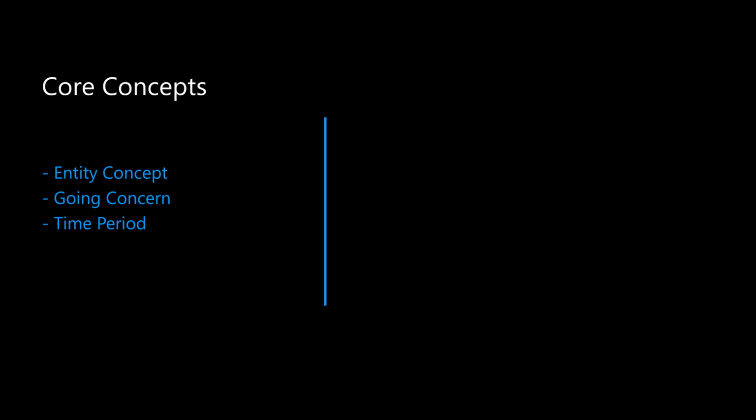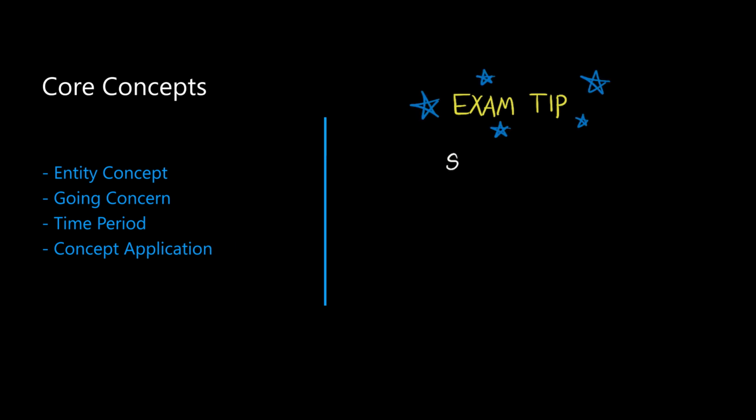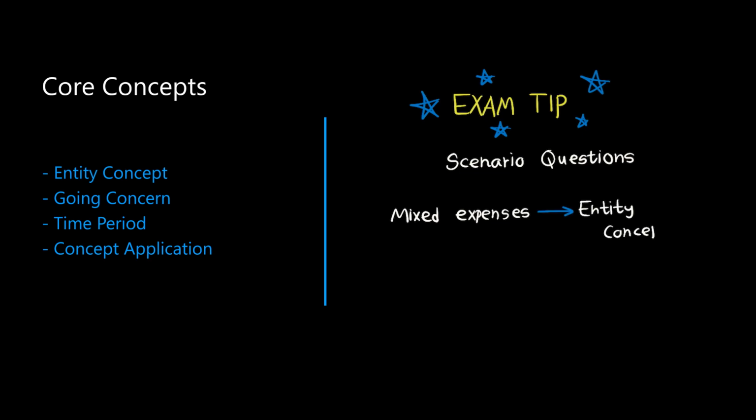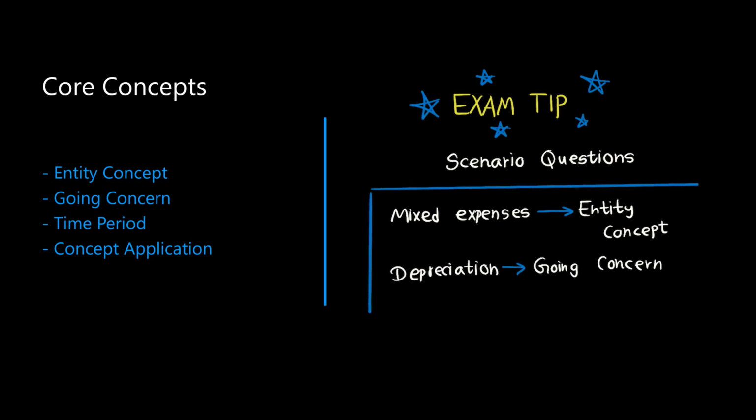Here's an exam tip for these concepts. Questions often present scenarios and ask which accounting concept applies. A question might describe mixing business and personal expenses, and you'd identify that as violating the entity concept. Or they might ask why we depreciate assets over time instead of expensing them immediately. That's because of going concern.